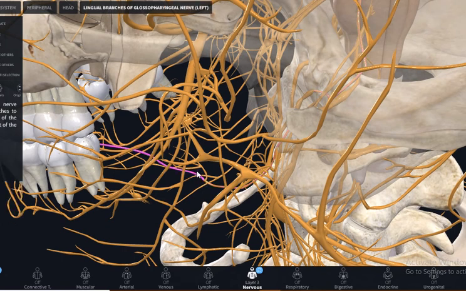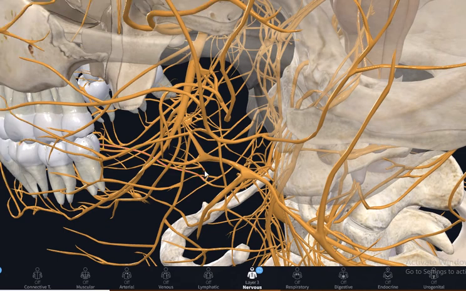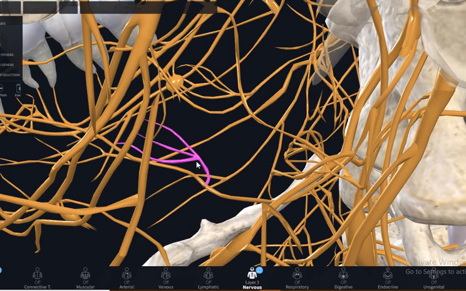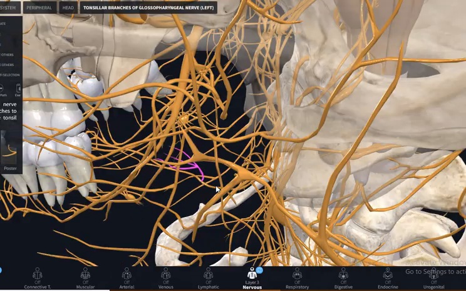This branch is going to give the lingual branch, which goes to the posterior third of the tongue, and it is also going to give this other branch here. When you come closer, it is going to give also this other branch, the tonsillar branch. So you have the lingual branch and you have the tonsillar branch.